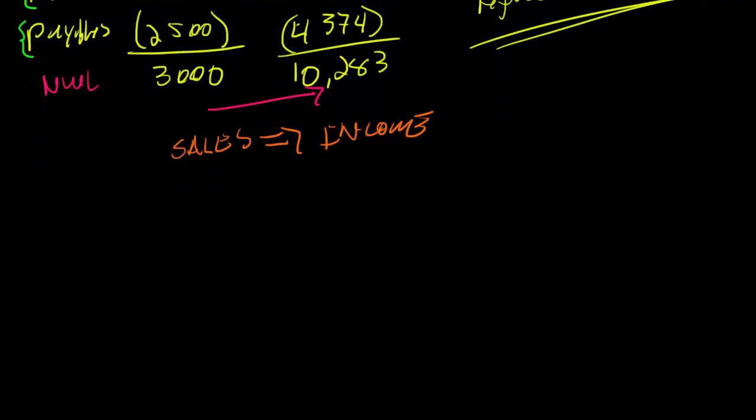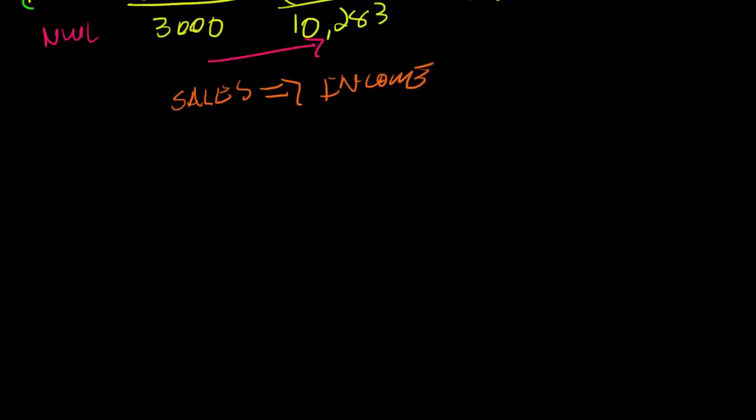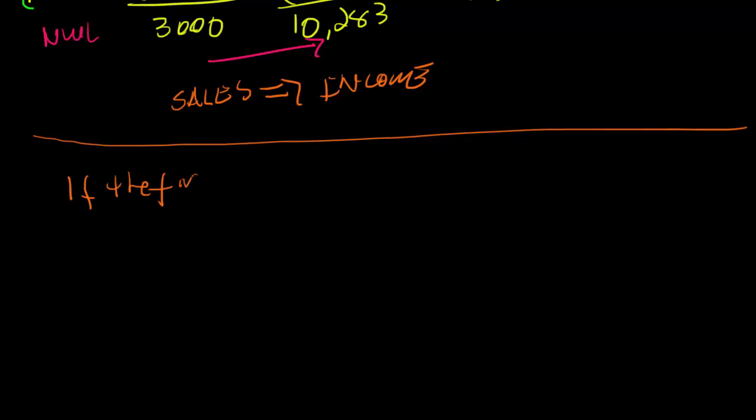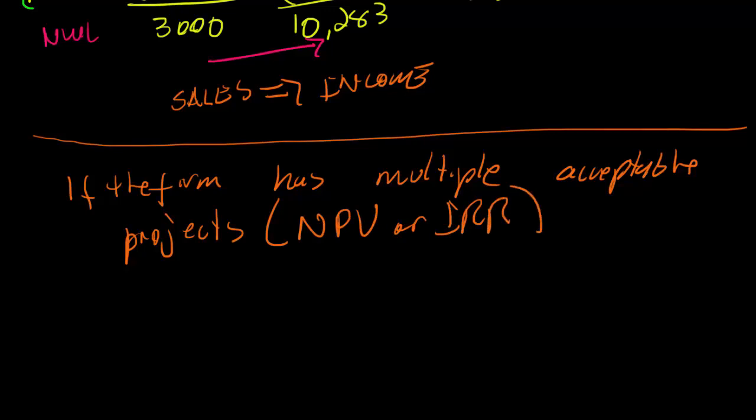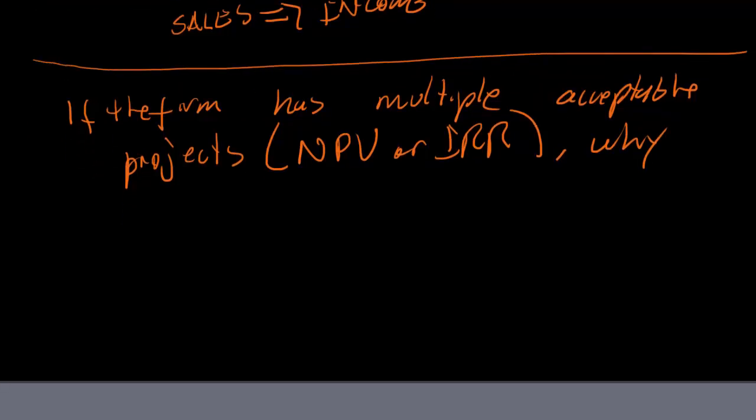So all of this sets us up for a fundamental question, the capital budgeting fundamental question that we'll detail later. And that is, if the firm has multiple acceptable projects, and that can be either in terms of NPV or IRR or any other decision-making strategy that the firm has, why not accept them all? Why not accept them all?